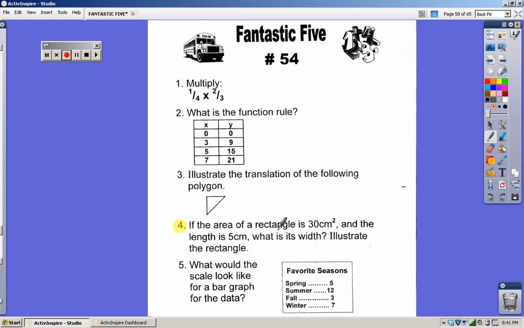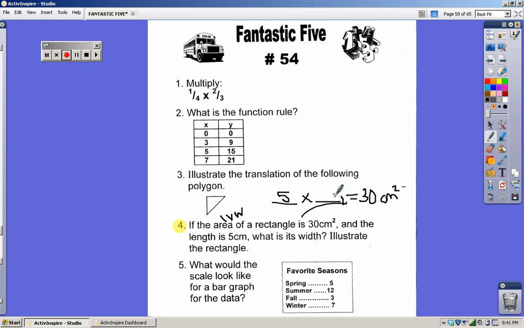For number 4, the area of a rectangle is. They give you the is. Is means equals. Don't forget it. It's important. They give you that it equals 30 centimeters squared. We know that the area of anything is length times width. And so we know that the length is 5, but we don't know the width.